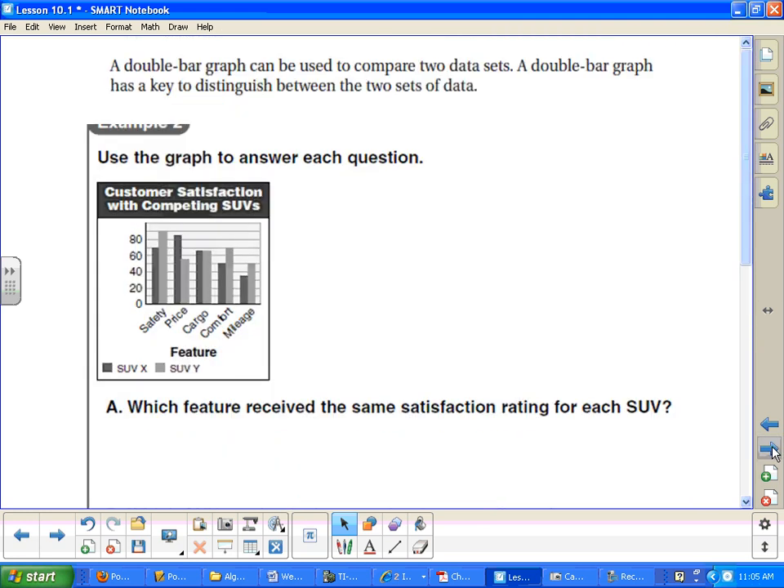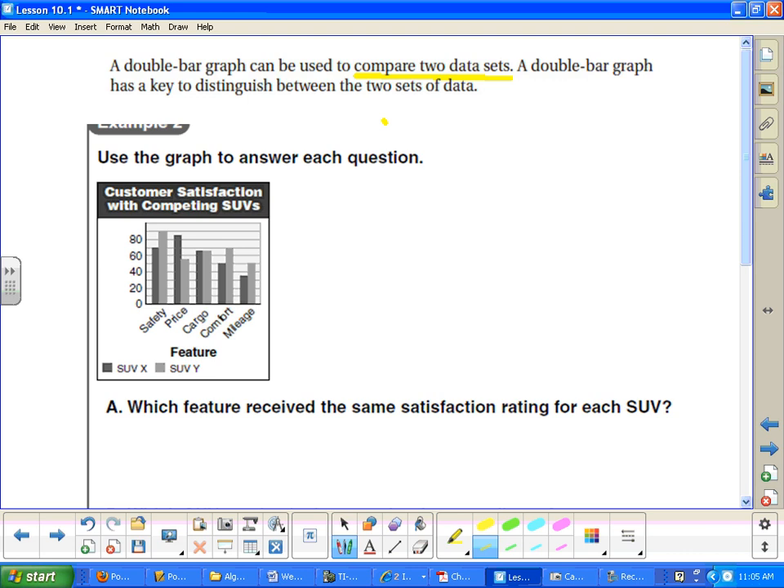Okay. All right. Sometimes they use a double bar graph. And a double bar graph can be used to compare two sets of data. Right, so we're going to compare two data sets when we're using a double bar graph. And the double bar graph has a key to help you distinguish between the two sets of data.